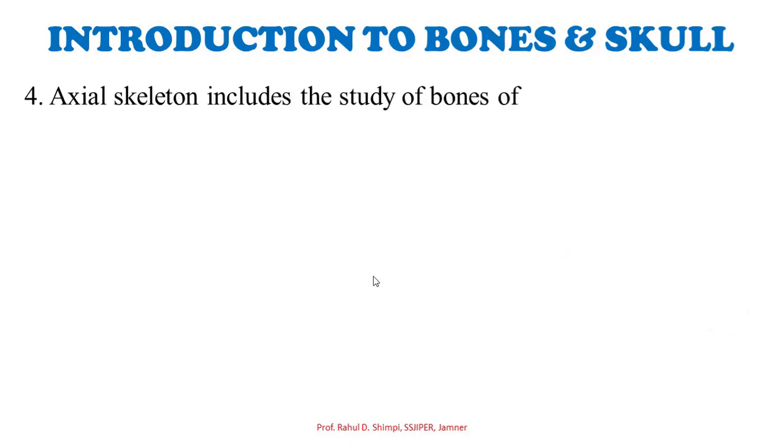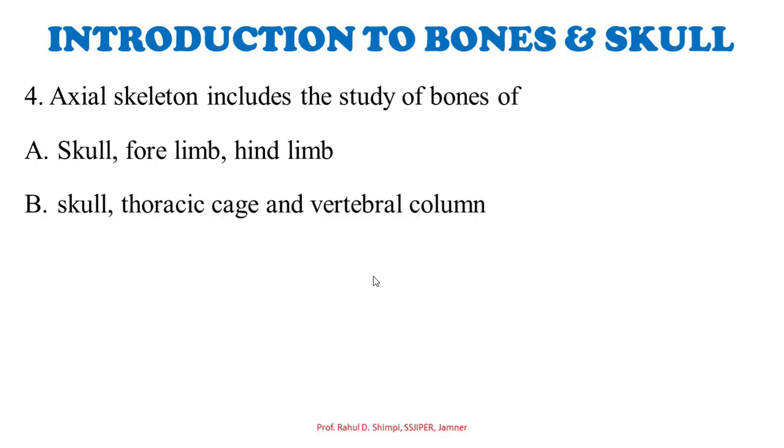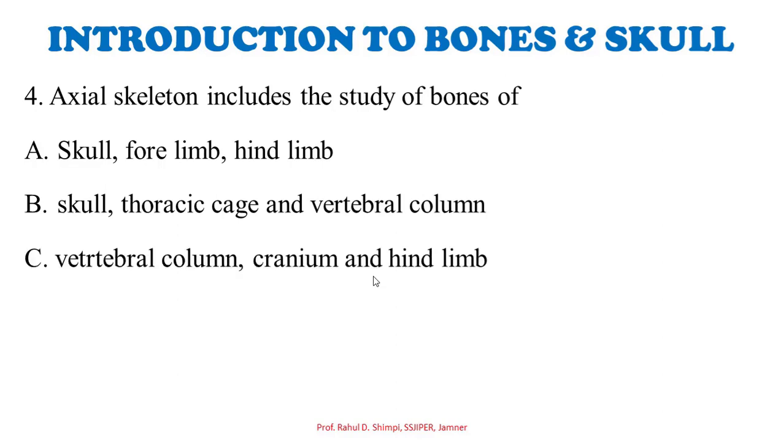Number 4, axial skeleton includes the study of bones of A. Skull, forelimb, hind limb, B. Skull, thoracic cage and vertebral column, C. Vertebral column, cranium and hind limb, D. Cranium and facial bone.